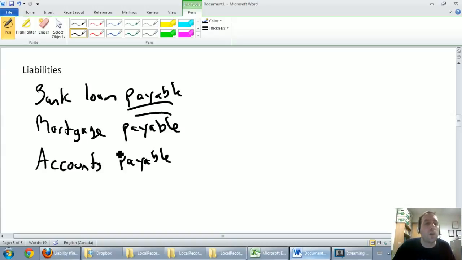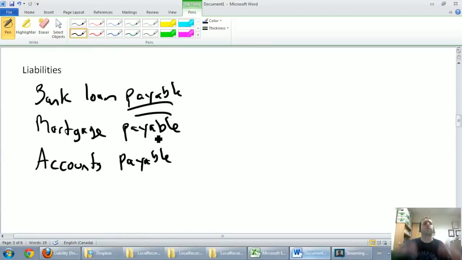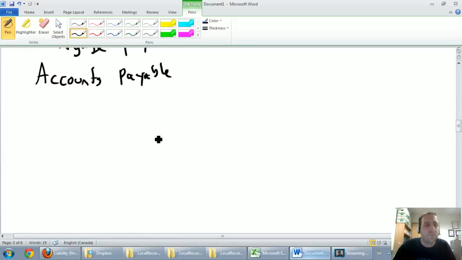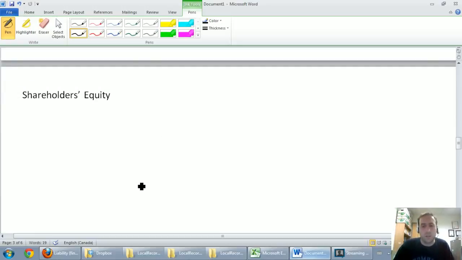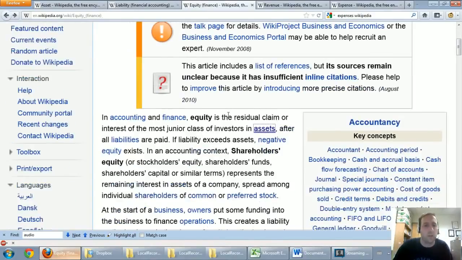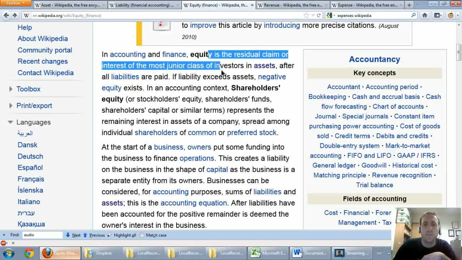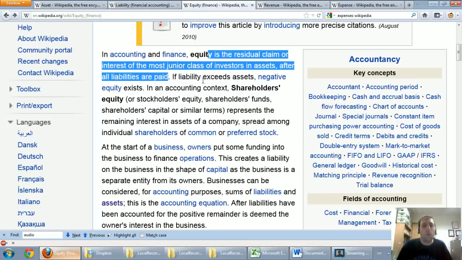All right, on to our third topic. So again, we have assets, the stuff a company can own and control that's good for the company, and liabilities, the things that companies owe. Our next one is shareholders' equity. Let's read the definition off of Wikipedia. They say equity, we're going to call it shareholders' equity. It says, in accounting and finance, equity is the residual claim or interest of the major junior class of investors in assets after the liabilities are paid. Blech. What a mouthful. I always hate the way text, and in this case Wikipedia, defines equity.